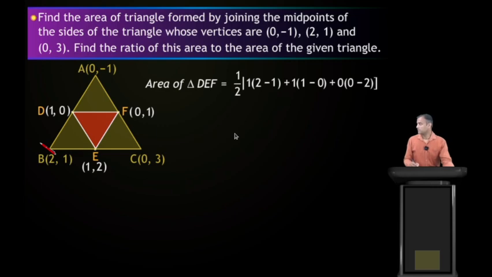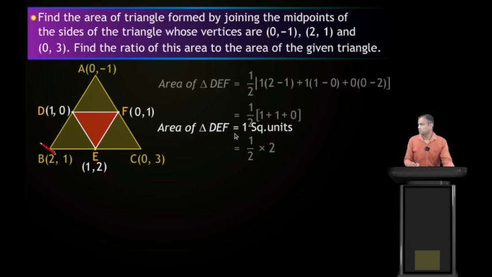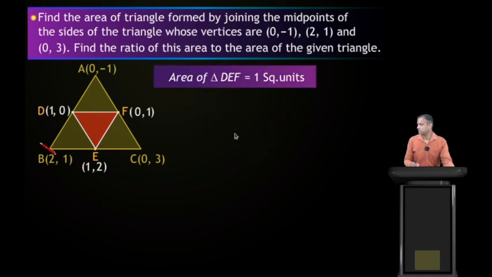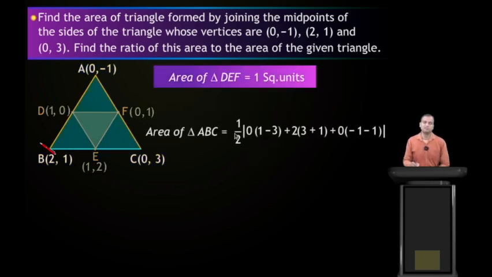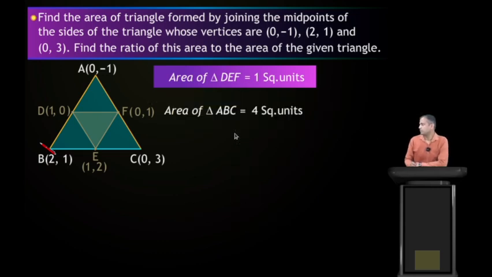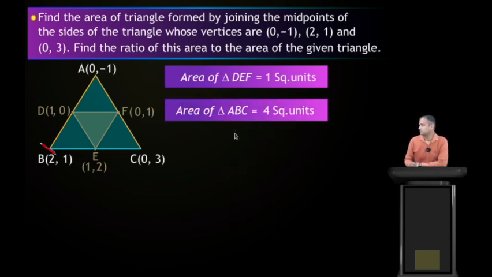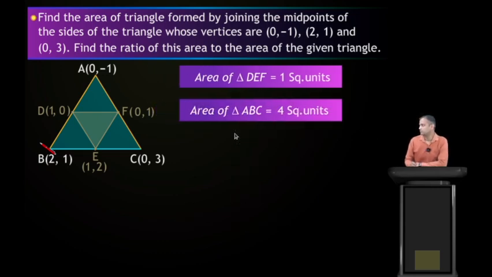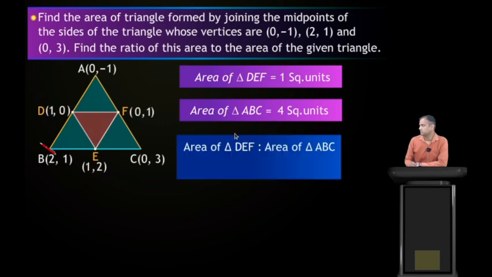So first find the area of triangle DEF. This is 1 square unit. Now what is the area of triangle ABC? Use this formula again, and this is 4 square units. So from here we can find the ratio. It is 1 by 4. So the ratio of the areas of DEF and ABC is 1 by 4.